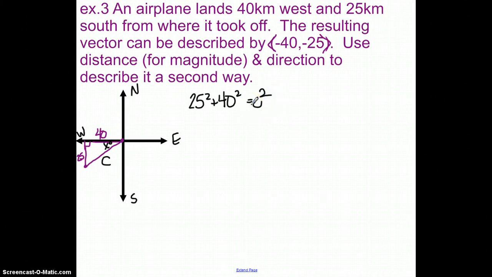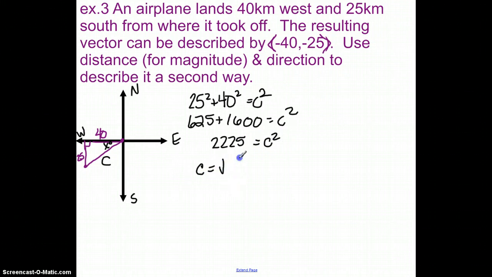So 25 squared would be 625. 40 squared would be 1600. So 625 plus 1600 is 2225.